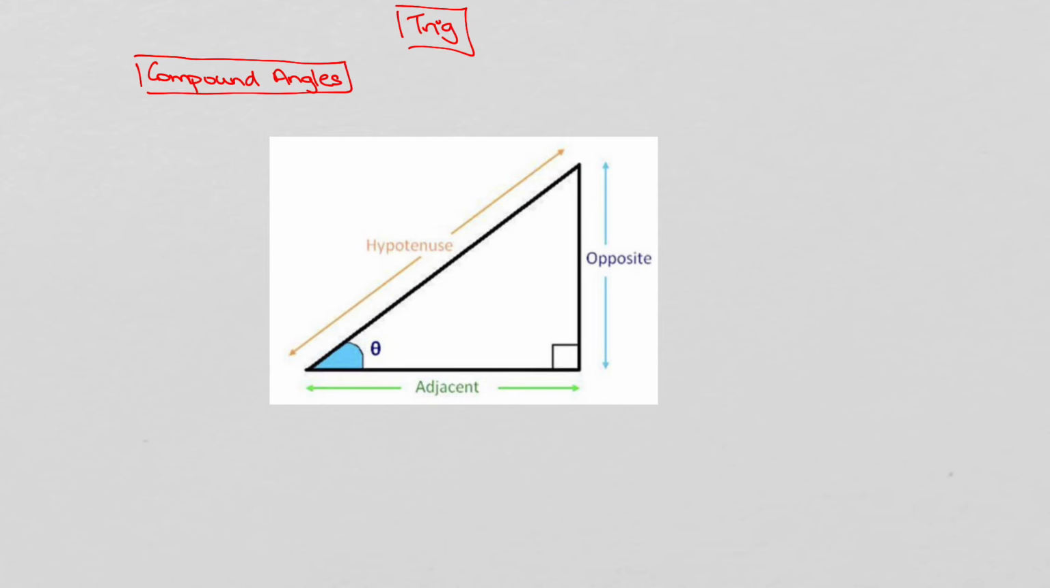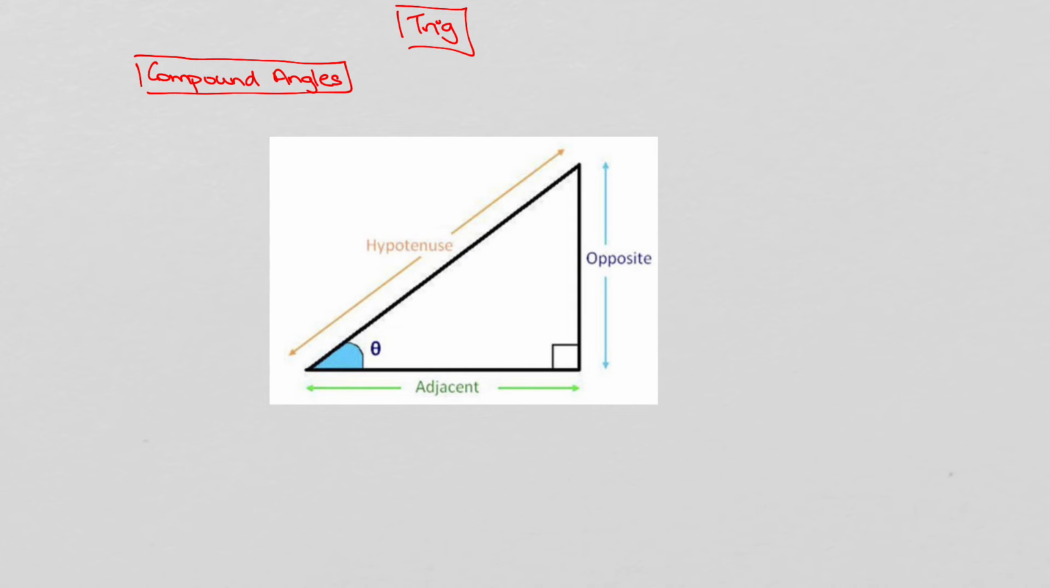Trig compound angles. Before we start looking at our compound angle rules today, the first thing we want to do is have a little look at a relationship in our right angle triangles, because this is going to be important information in order for us to solve our proofs.